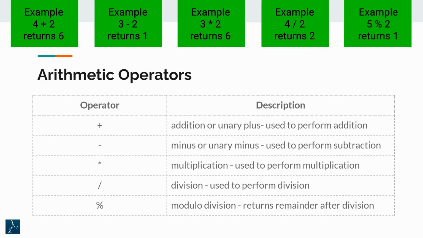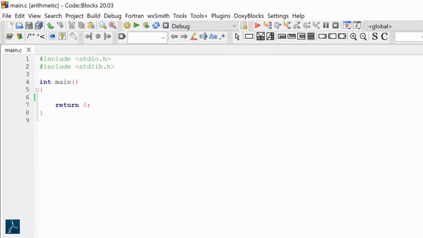The percentage modulo division operator is used to find the remainder of a division operation. For example, 5 percentage 2 will return the remainder of the operation 5 divided by 2, that is value 1. Let's understand this with the help of a hands-on example. I have opened Code::Blocks and created a C project. I will write a program that will make use of all the arithmetic operators in C.